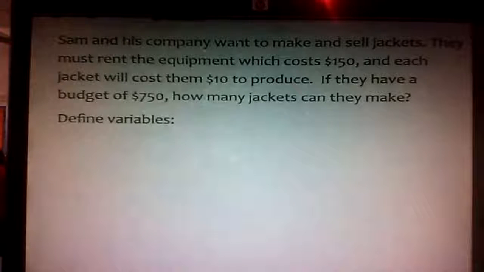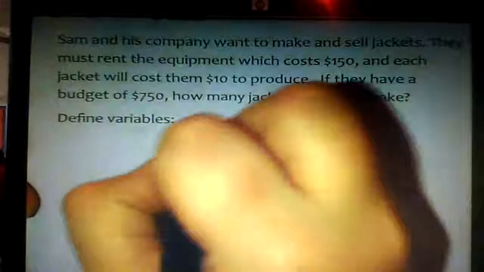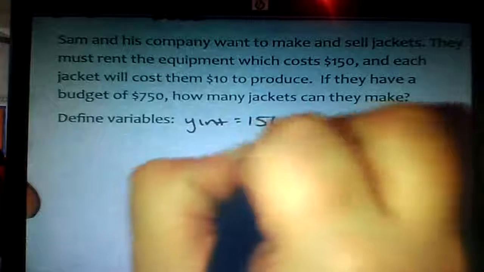Sam and his company want to make and sell jackets. They must rent the equipment, which costs $150. And each jacket will cost them $10 to produce. If they have a budget of $750, how many jackets can they make? What is my slope and what is my starting point? The $150 is the flat cost. To rent the equipment and even begin, they have to pay $150. So my y-intercept is 150.